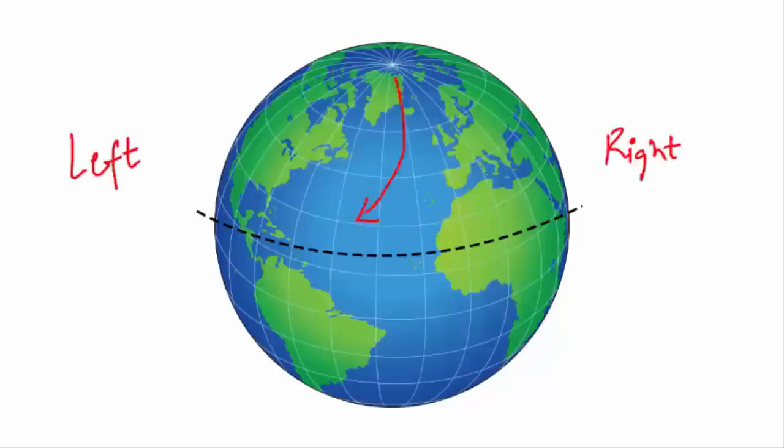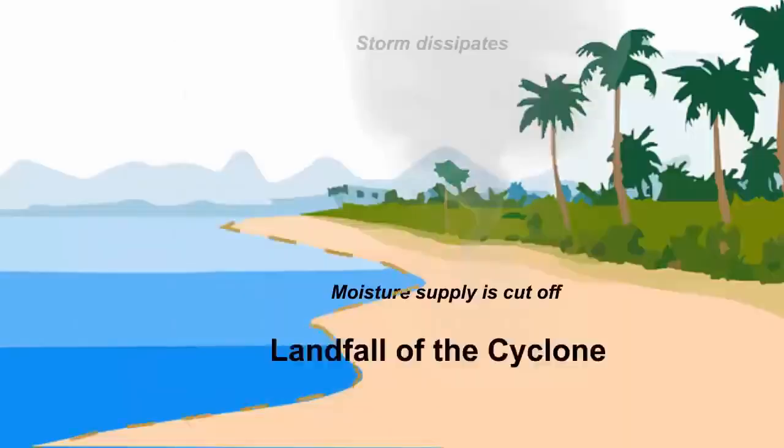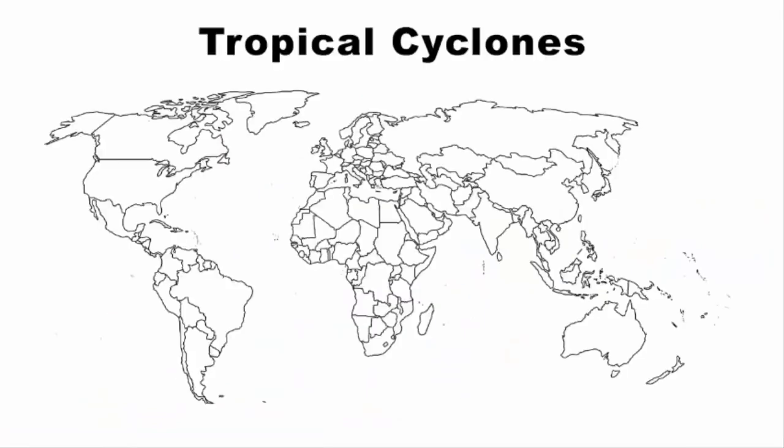In this video, we're going to learn about tropical cyclones. The first thing you need to understand is that tropical cyclones originate over oceans in tropical areas and coastal regions.